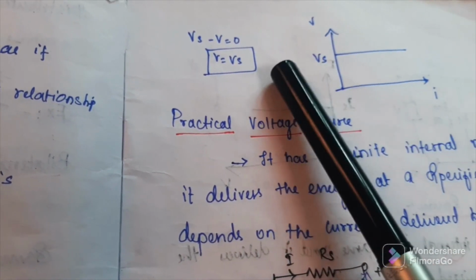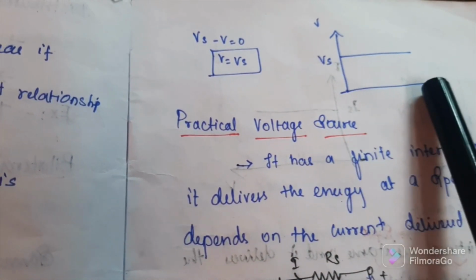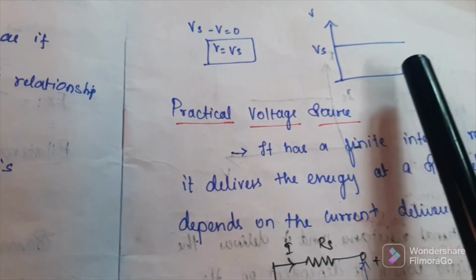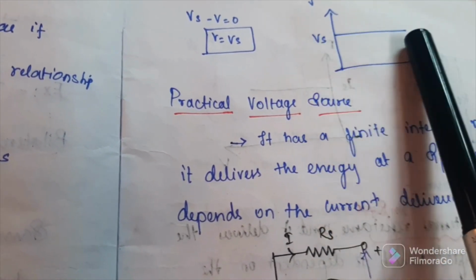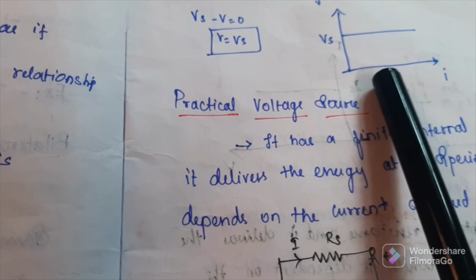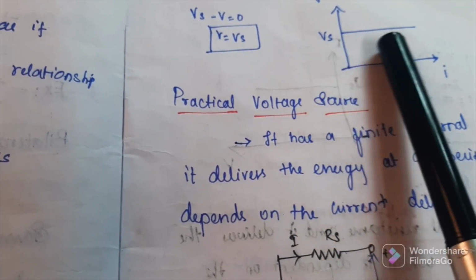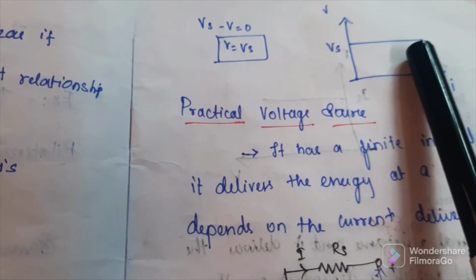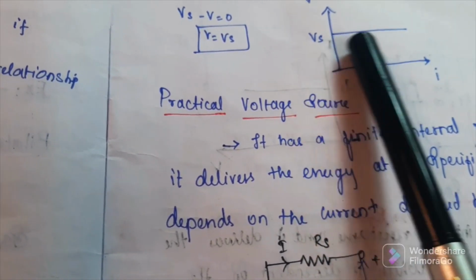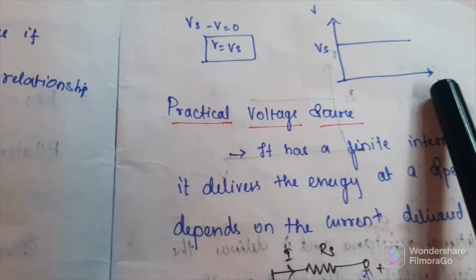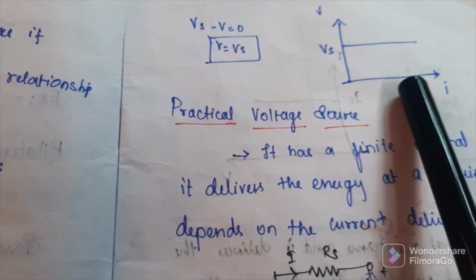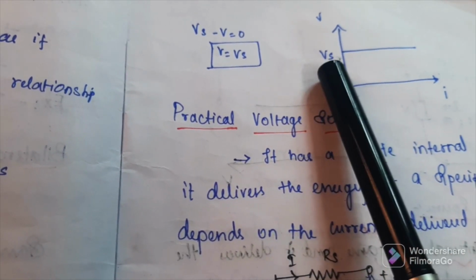Here, listen here. We have drawn the graph of the relationship between voltage and current. The output voltage V does not depend on the values of current. For I1 is equal to 0, for I2 is equal to 0, the voltage is constant. The output voltage does not change, does not vary. It is constant for all the values of I. That means the output voltage V does not depend on the current delivered by the voltage source.